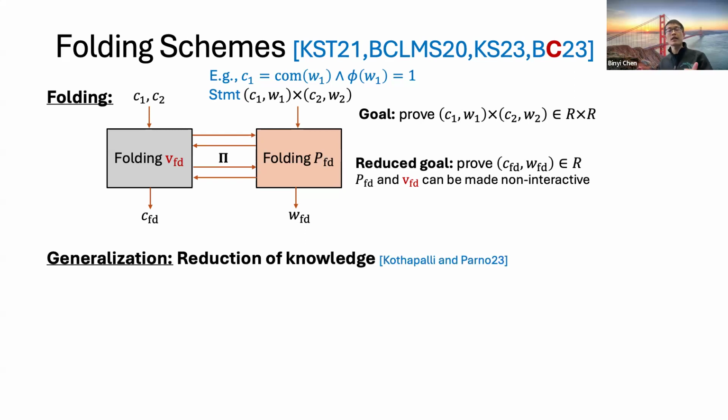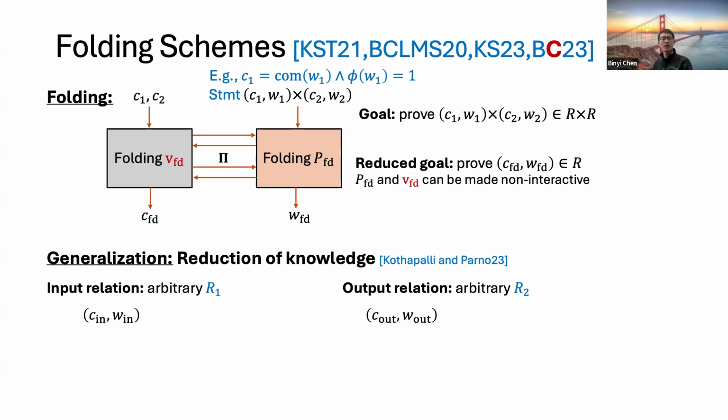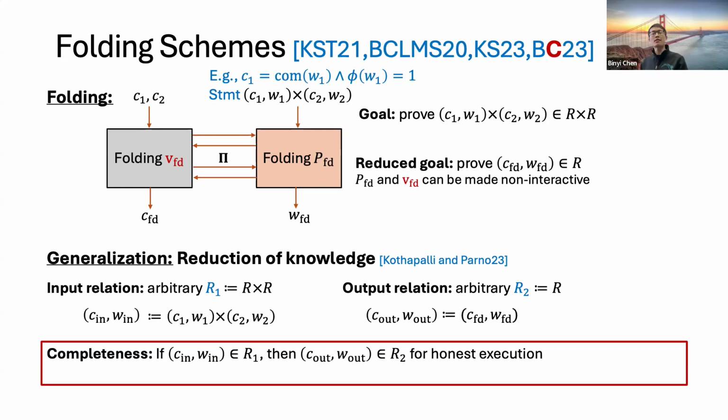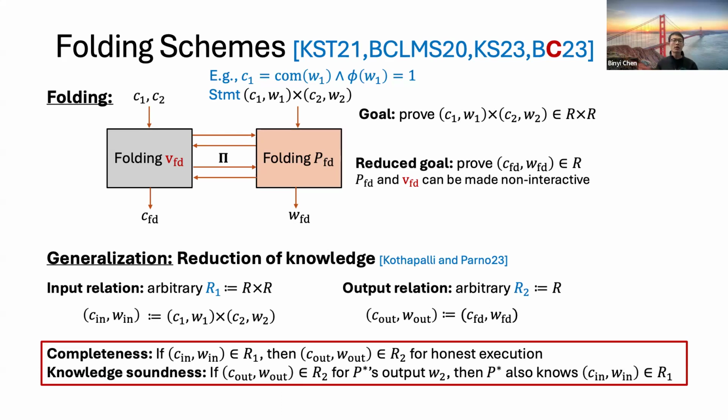But we don't have to stop here. We can even generalize that, which leads to this notion of reduction of knowledge, which was introduced by Abiram and Brian Pownall in 2023, which is a very elegant work. And here, the idea is that this reduction of knowledge protocol allows you to reduce the checking of some input statements in some input relation R1 into the checking of some output statements in relation R2. And you can see here, the folding scheme is just a special case, right? R1 is just the product of some NP relation R by R, and the output relation is just R. And we just reduce the checking of 2 statements in R to 1 statement in R. And you have to satisfy completeness, meaning that in an honest execution, if the input statements are in the relation, then the prover should also be able to generate the correct witness for the output statements in the relation R2. And they also satisfy knowledge soundness, meaning that for a possibly malicious prover, if he's able to generate a witness for the output statements, that implies that he also knows the correct witness for the input statements.